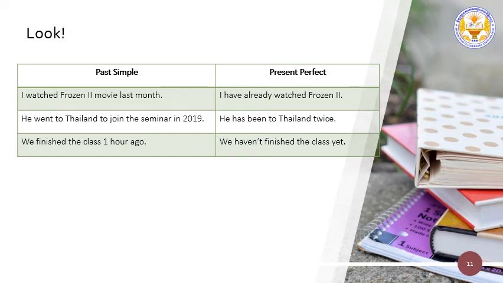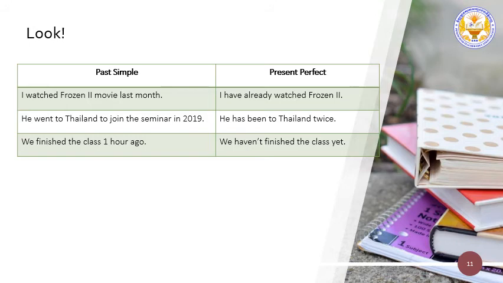Look at another example. We finished the class 1 hour ago. For example, it is 10 a.m. already. So we finished the class 1 hour ago. It means that we finished the class at 9 a.m. So if you want to mention that, you have to use past simple.